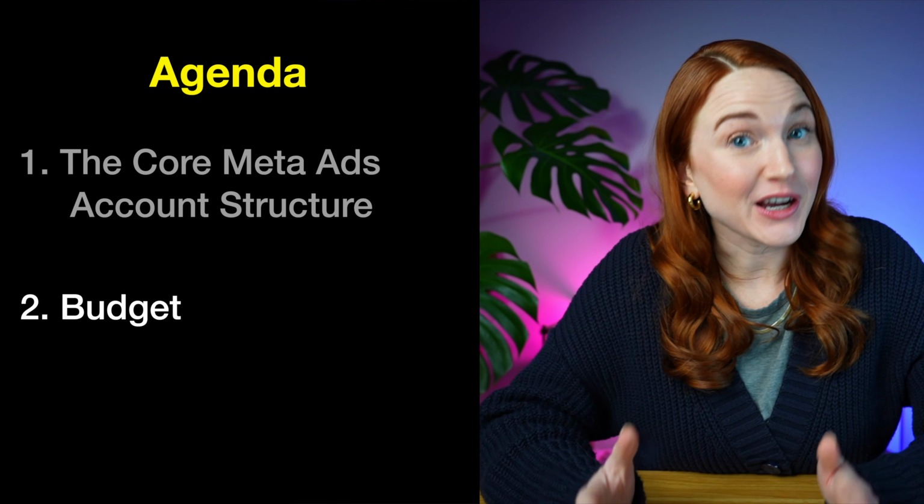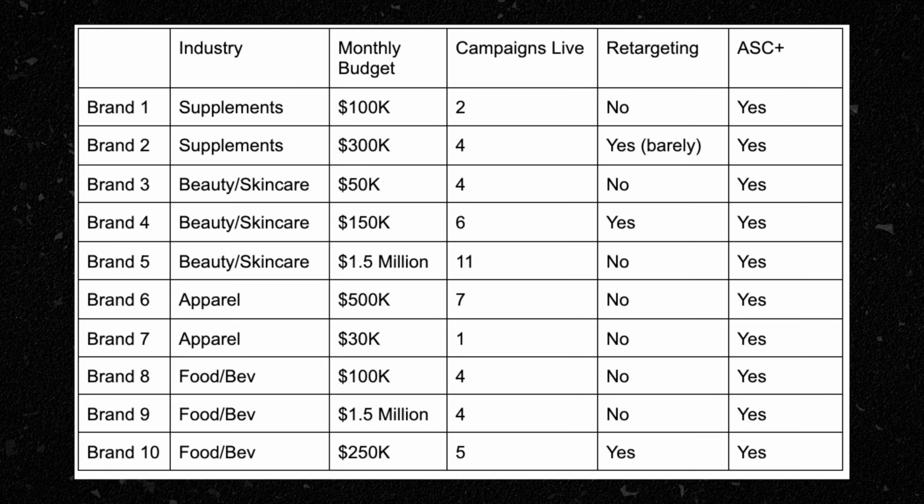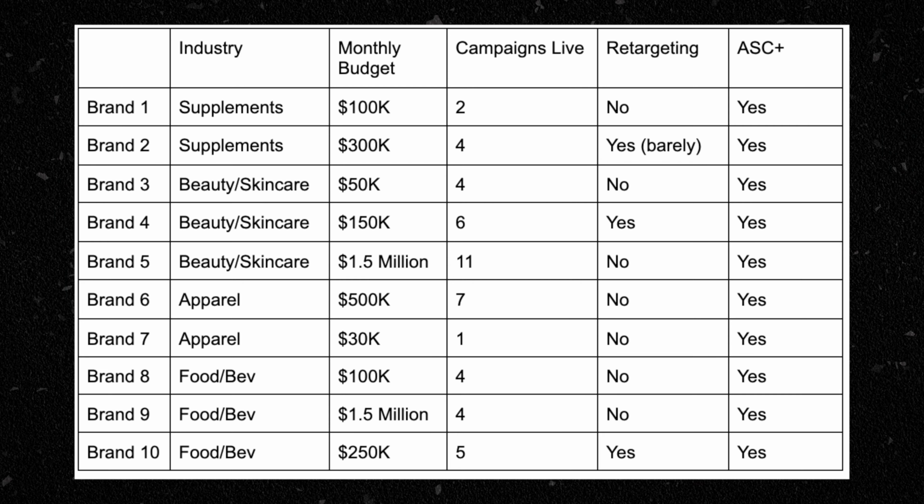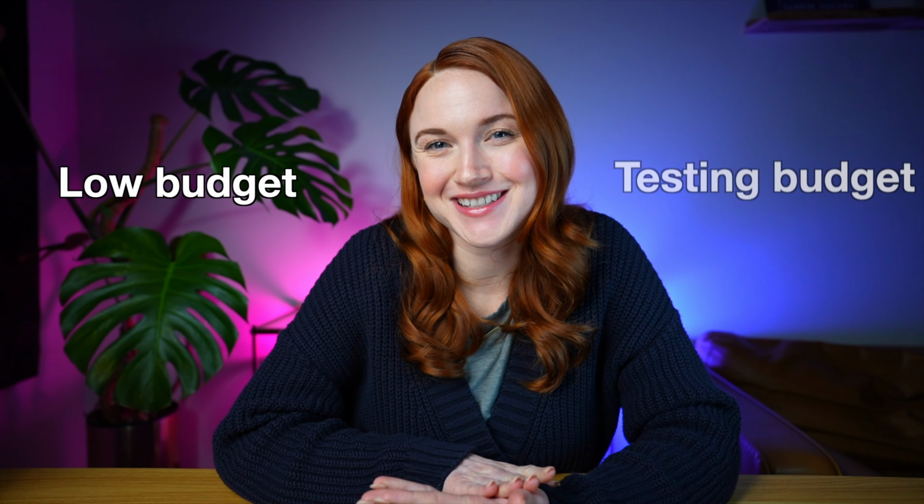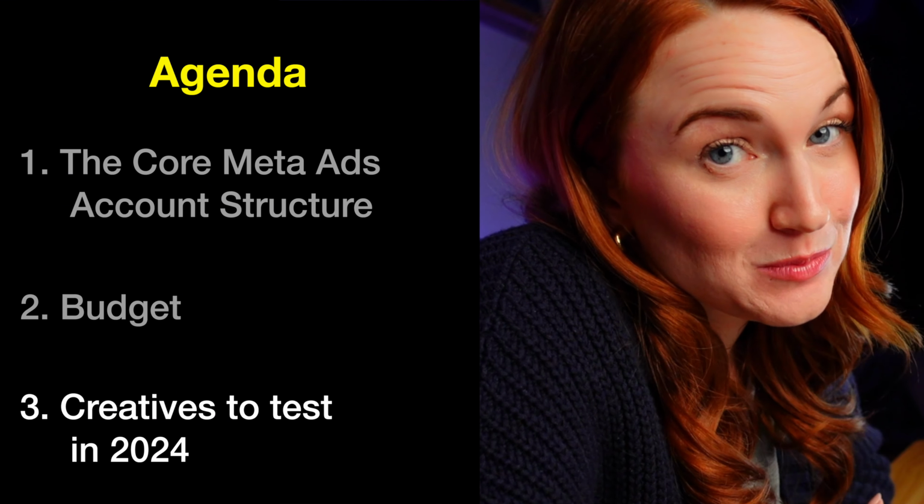I'm also going to go over budget. Here, we're going to be looking really closely at that table and see how your budget could actually affect the end result of what your campaign or your account structure actually looks like. And I want to touch on low budgets and of course your testing budget. And finally, of course, I want to address which creatives you need to be testing in 2024. So let's go ahead and dive into that Meta Ads campaign structure.